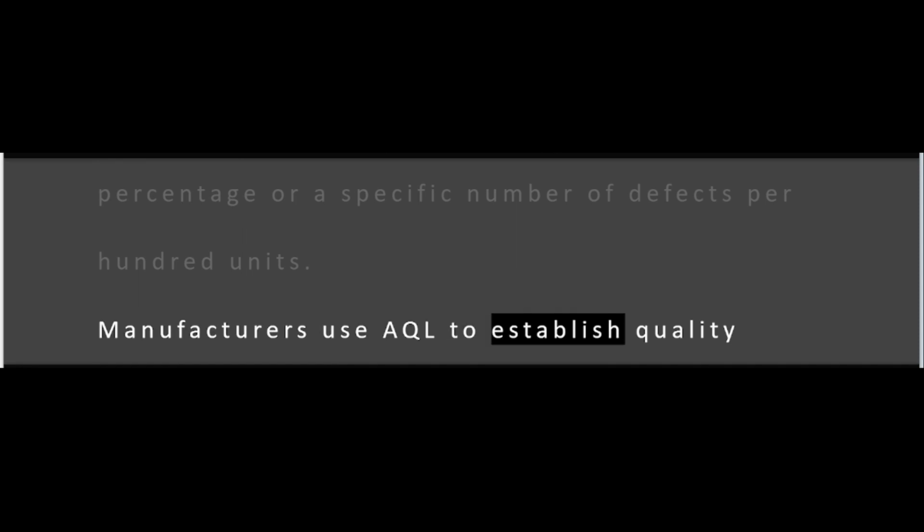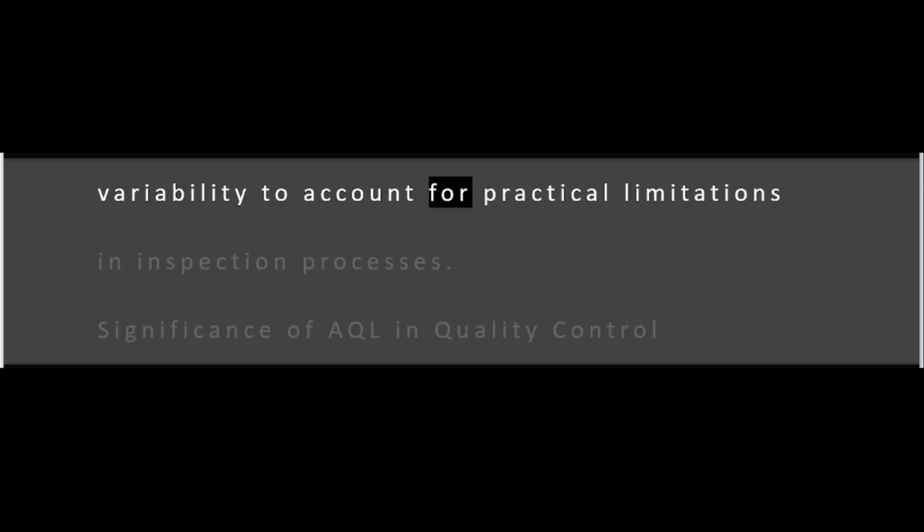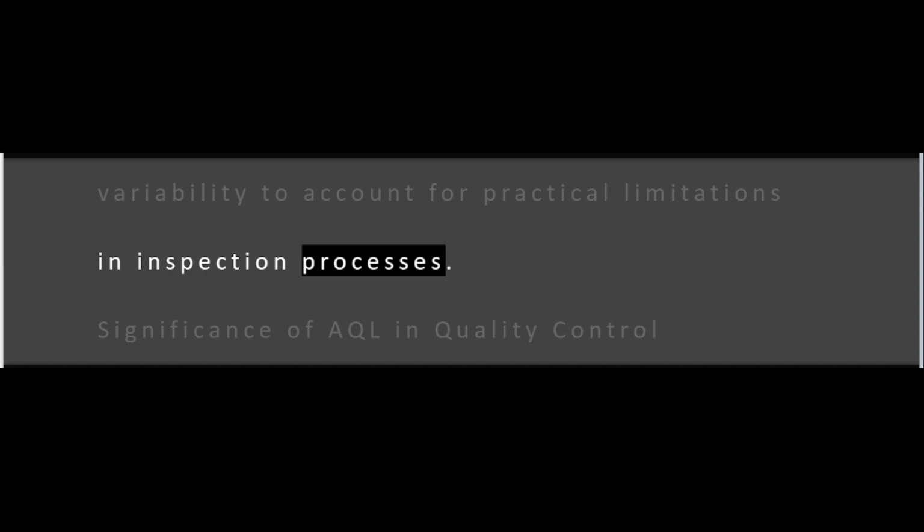Manufacturers use AQL to establish quality control standards, guiding inspection procedures to ensure products meet specified quality criteria. Striking a balance between acceptable defects and production efficiency, AQL helps maintain consistent quality levels in mass production while allowing for some variability to account for practical limitations in inspection processes.